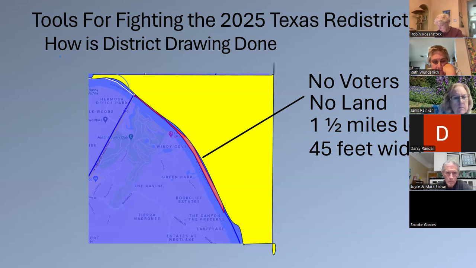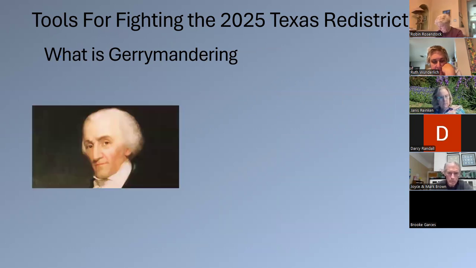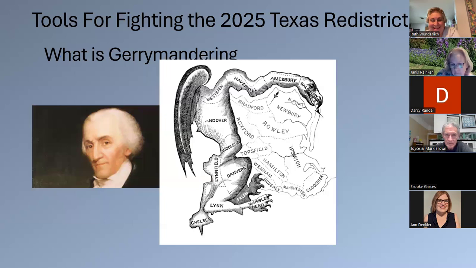But let's talk about gerrymandering first. Gerrymandering is named after a guy named Eldridge Gerry, who was a politician at the time of the Revolution. He drew as governor of Massachusetts a district around Boston, which people said looked like a salamander. And so they started calling it Gerry's Mander. And thus we get the name gerrymander.